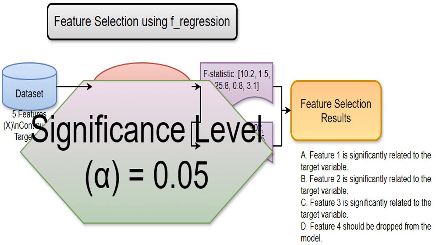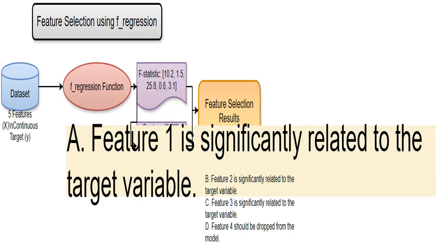I've set my significance level, or alpha, to 0.05. This means I will only consider a relationship significant if there's less than a 5% chance that the results are due to pure randomness. This statement refers to the first feature. Its p-value is 0.002, which is less than 0.05. Therefore, I conclude there's a significant relationship between this feature and the target variable.